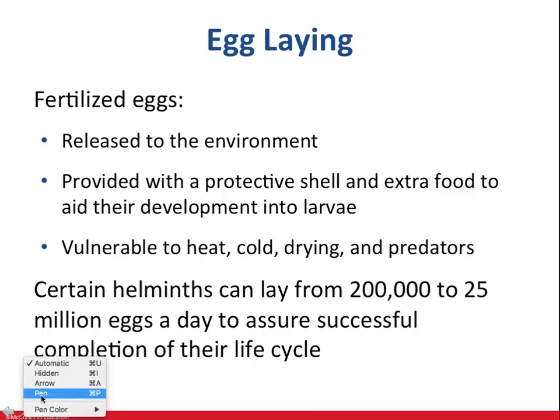Humans release their eggs to the environment. The egg has a shell that protects it, and it develops into the larva. The larva is relatively vulnerable to tough conditions, so it can easily die. Certain helminths can lay 200,000 to 25 million eggs per day, because the more eggs they make, the more can survive.